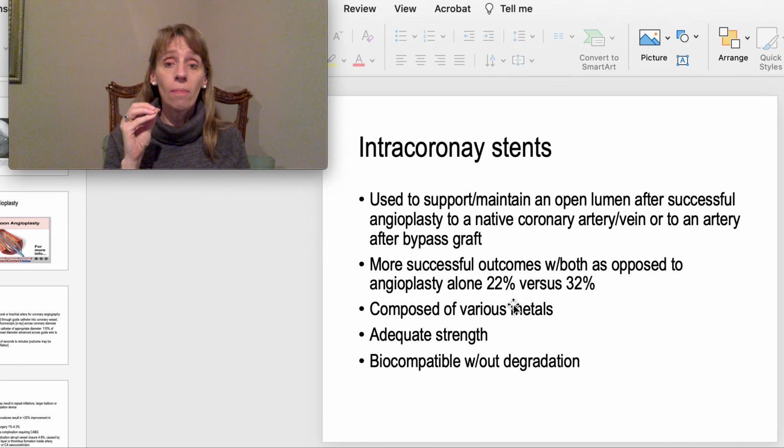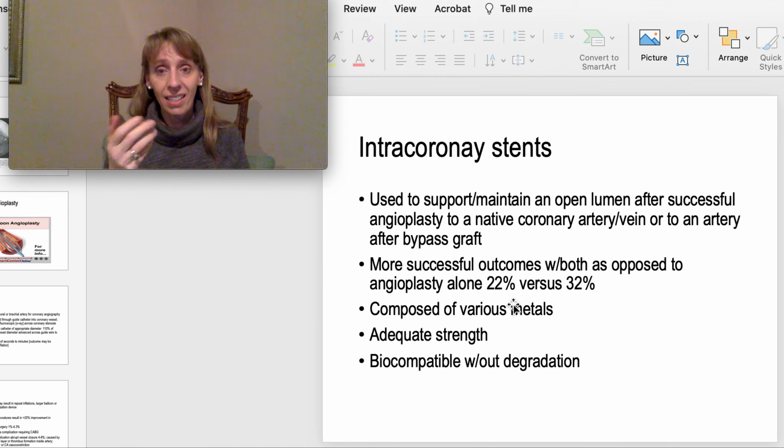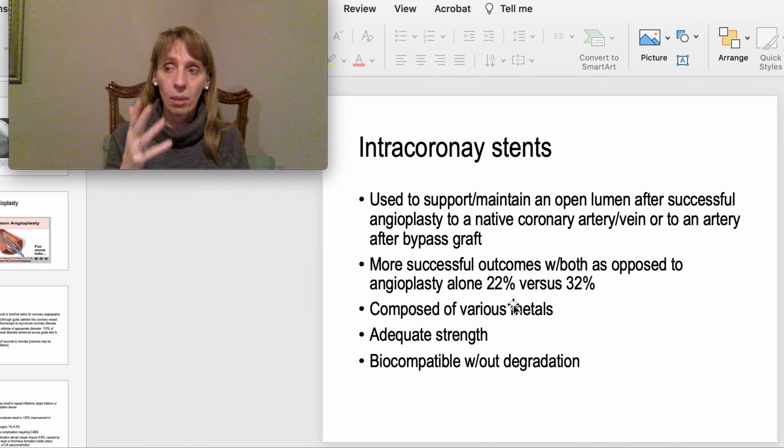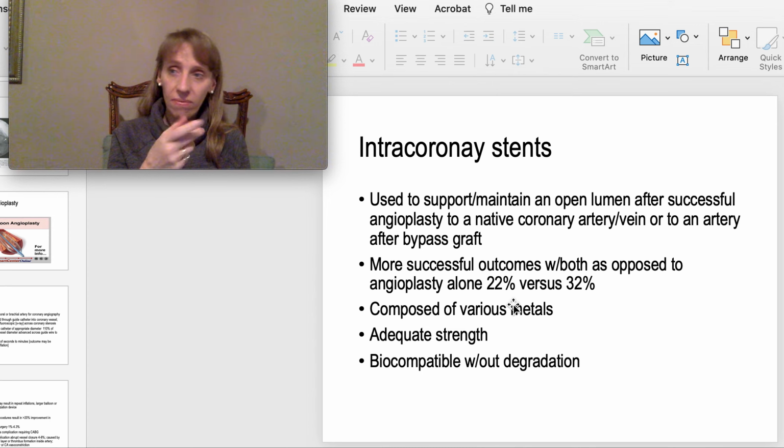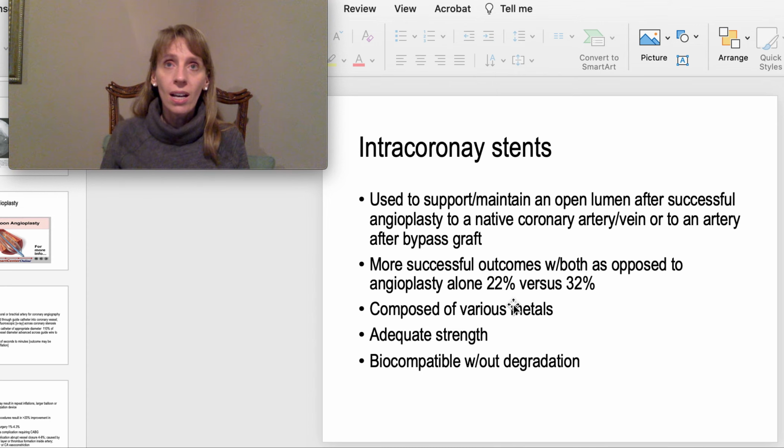Stents are coated in medicine, many different types of medicine, and antiplatelet thinners to help so we don't have as much abrupt closure with a foreign substance. The stents are different lengths, made of different types of metal.